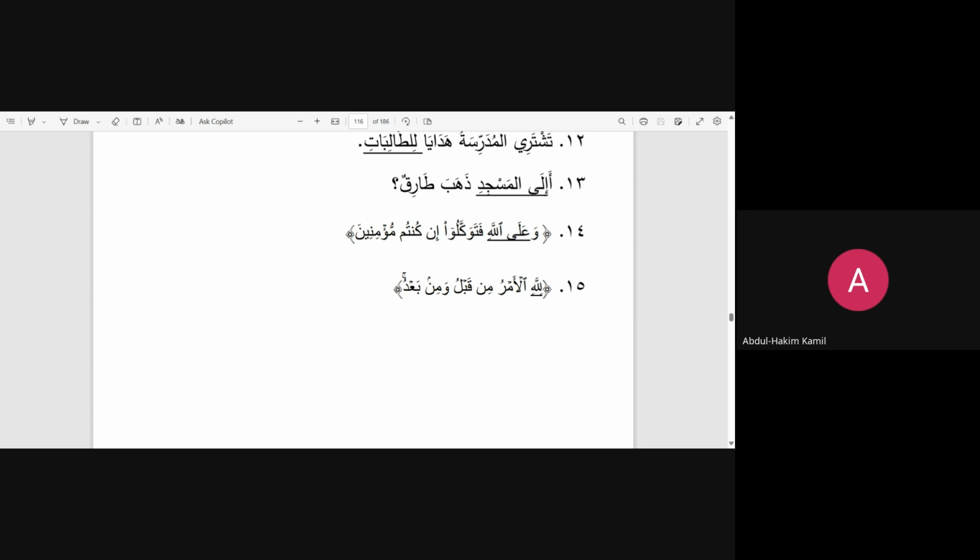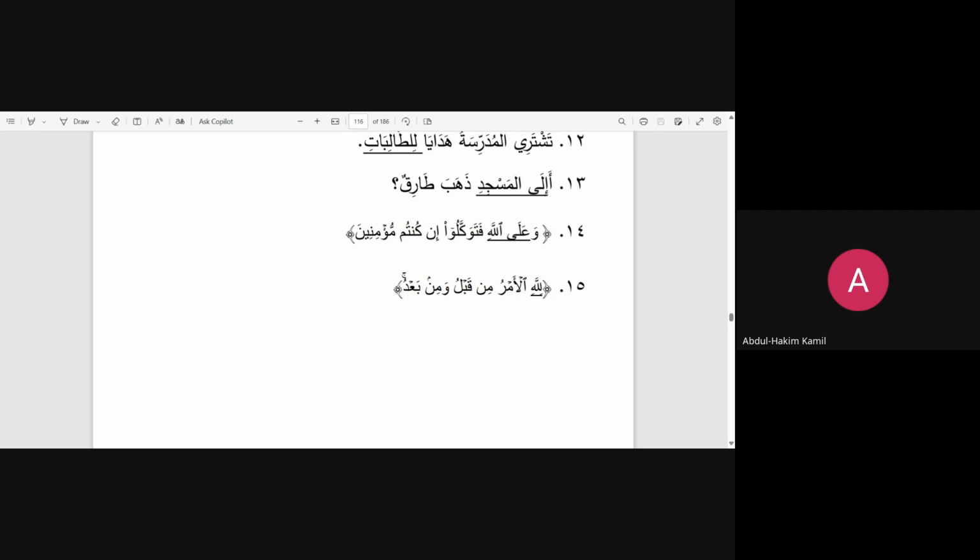Tayyib. Lillahi al-amru min qablu wa min ba'd. This is not a good sentence. Why? There's no verb in it, and it is a jar majroor. It's lillah, but what it means is al-amru lillah. Min qablu wa min ba'du. And that's a jumla ismiya, and we're not doing jumla ismiya.